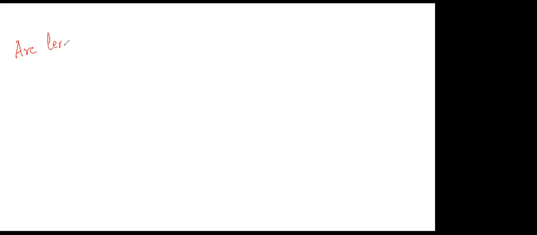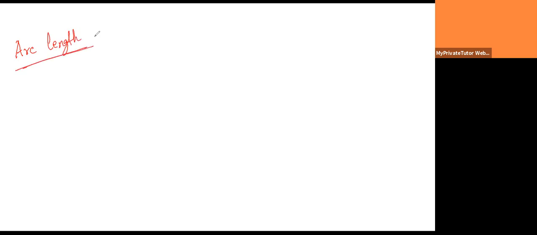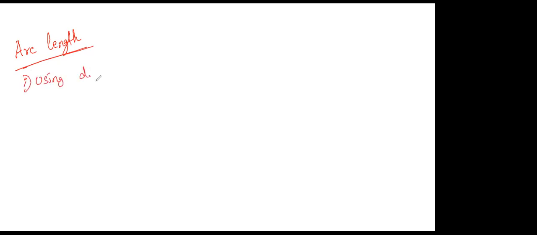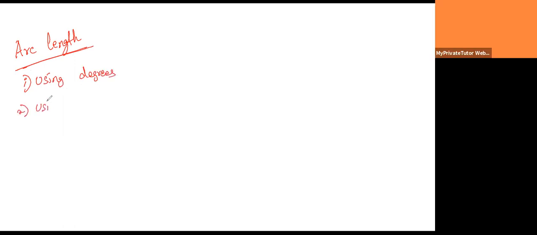So in arc length, we have a formula for arc length. We have two formulas for arc length. One is using degrees and the other using radians. If you know one, you can convert the other. So it's an easy one. Let's try one question.